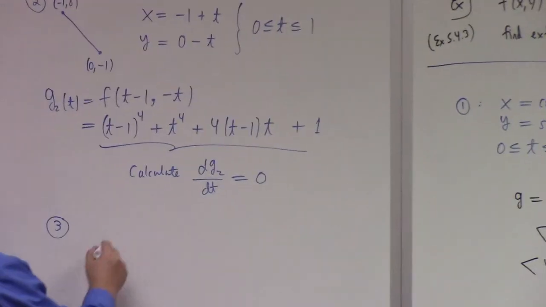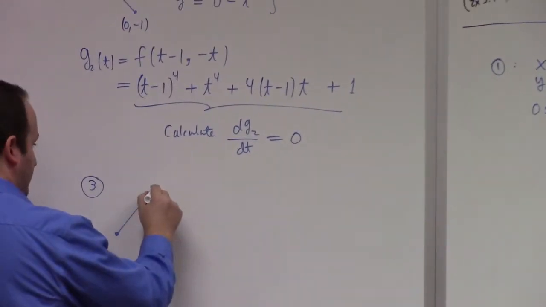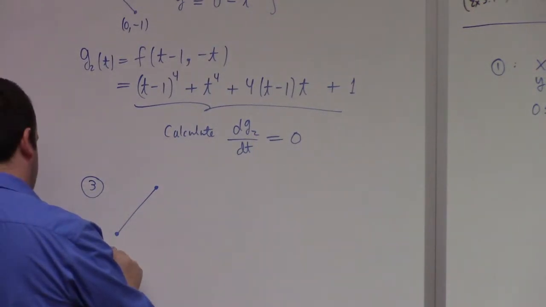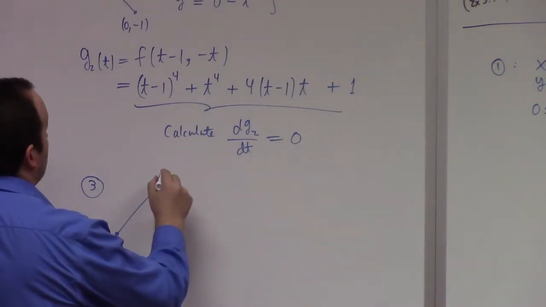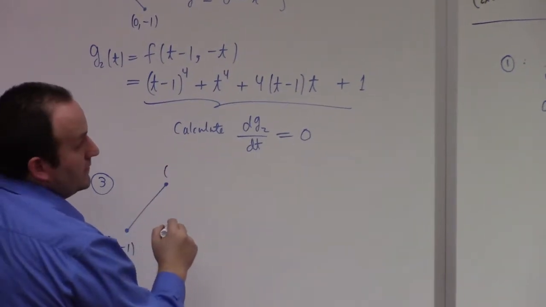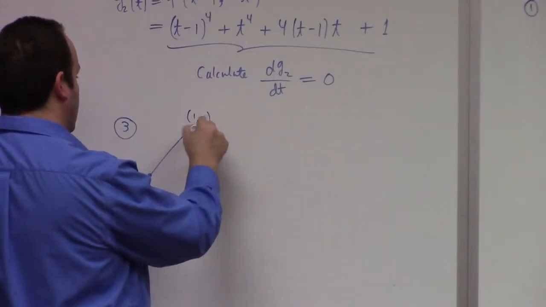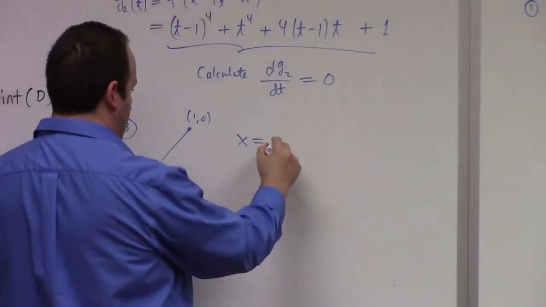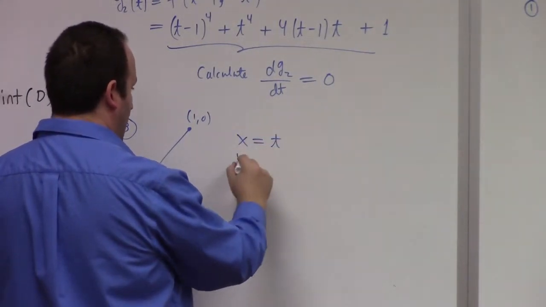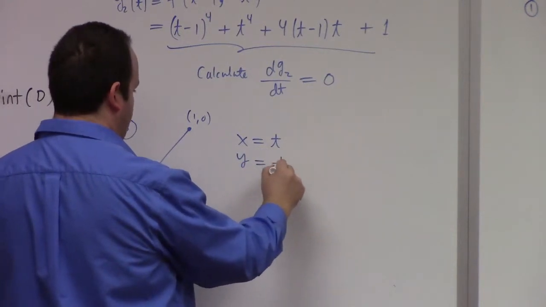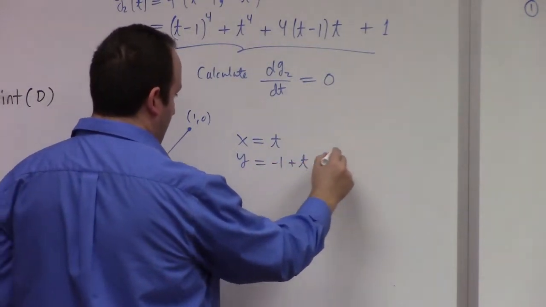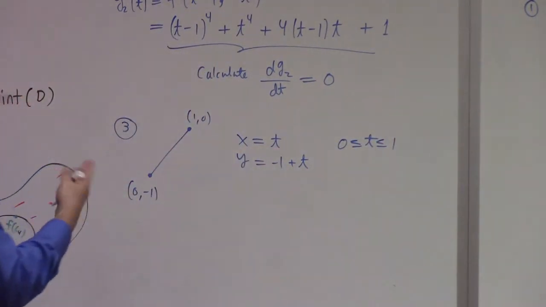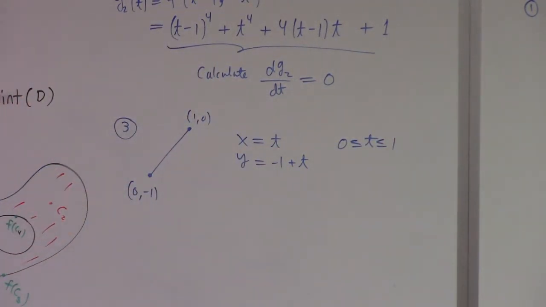Do the other line segment, right? So which is from where? From 0, minus 1 to 1, 0. So this would have equation x is equal to t, y is equal to minus 1 plus t, 0 less than or equal to t less than or equal to 1. Does that work? Plug in 0, I get 0, minus 1. Plug in time 1, I get 1, 0.